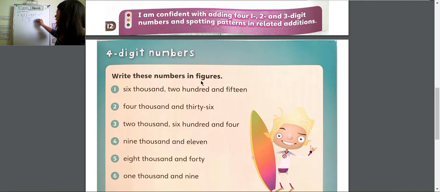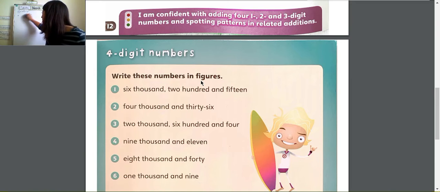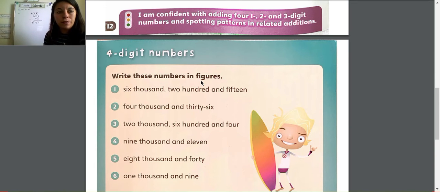Okay, so how do I do that? Well, I know that 6,000 is this. I know that 200 is this. And I know that 15 is this. If I make this addition, then I'm going to have 6,215. Can you see it there?